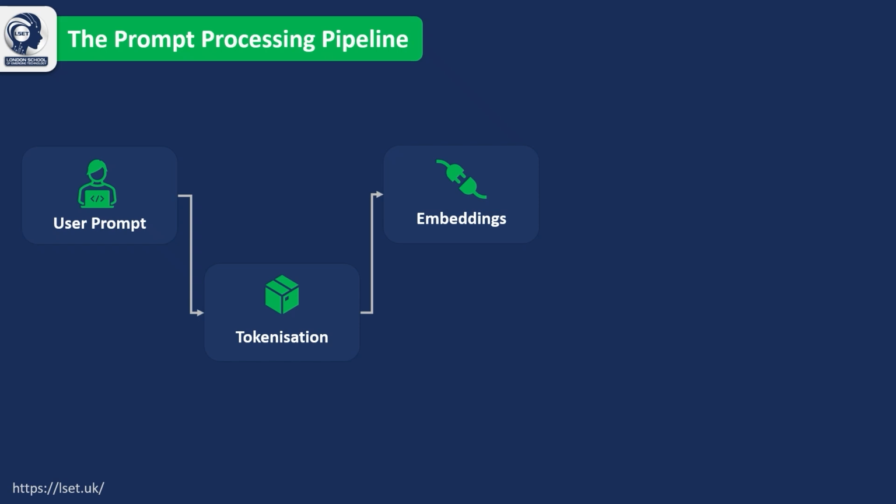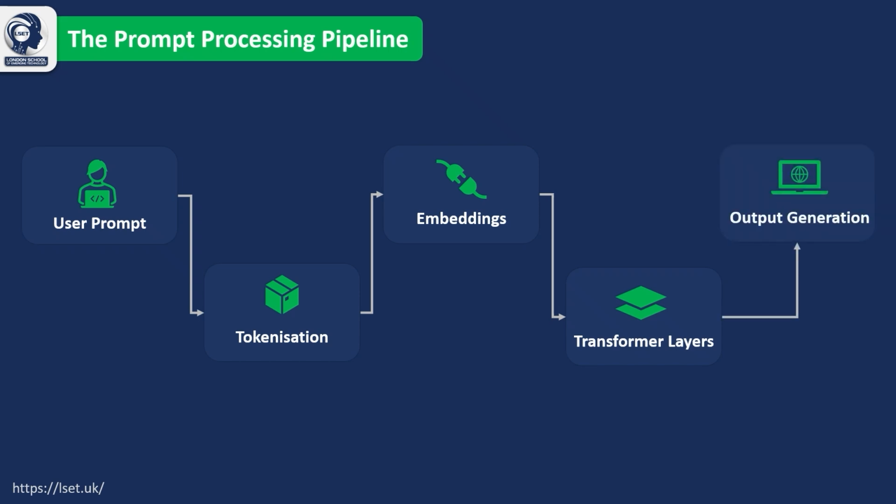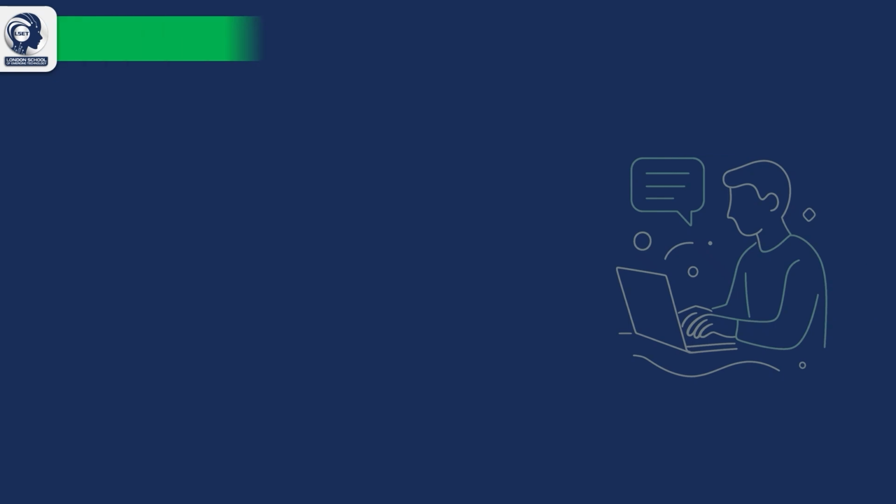These embeddings are passed through multiple transformer layers. This is where the model performs its core reasoning. Using the attention mechanism, it analyzes the context, identifies relationships between different parts of the prompt, and understands what the user is asking. Finally, the model performs output generation. It predicts the most likely next token repeatedly until it produces a complete, coherent, and contextually relevant response. Every interaction with a large language model follows this same pipeline, making each stage essential for generating accurate and meaningful AI responses.